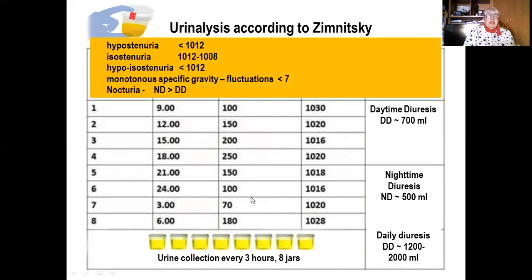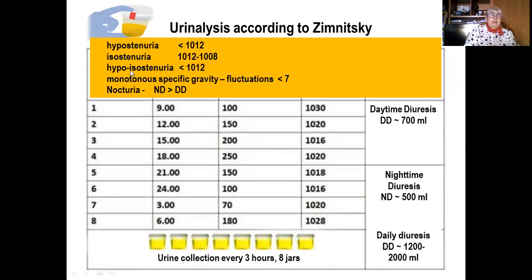So what will be the disorders? We pay attention first not to the volume, although it is important, but to the specific gravity of the urine portions during the whole examination. So hyposthenuria is when in all these 8 portions the specific gravity is less than 1012. Isosthenuria is when the specific gravity varies between 1012 and 1008, or more often 1010.